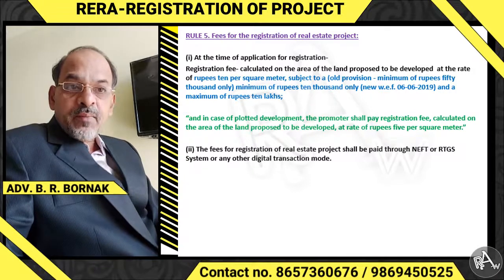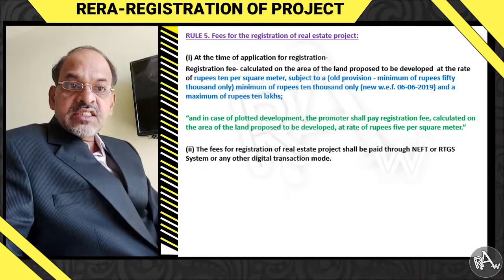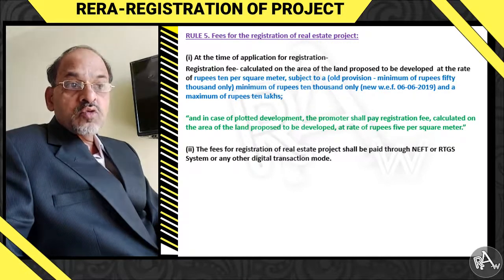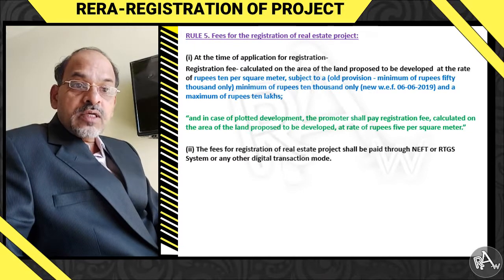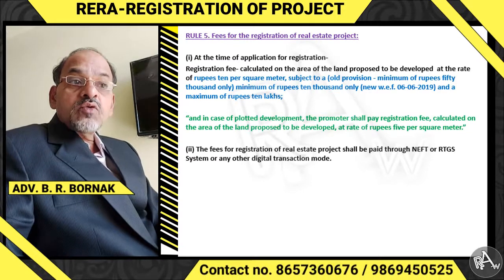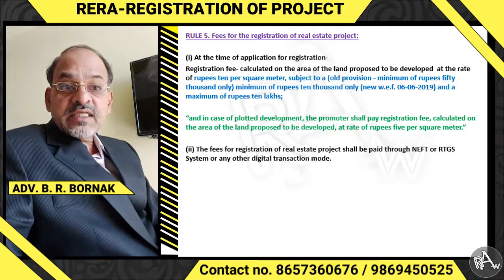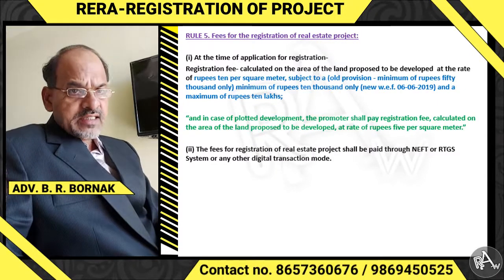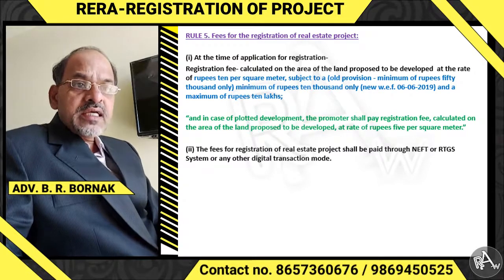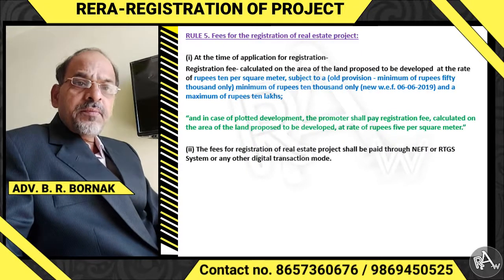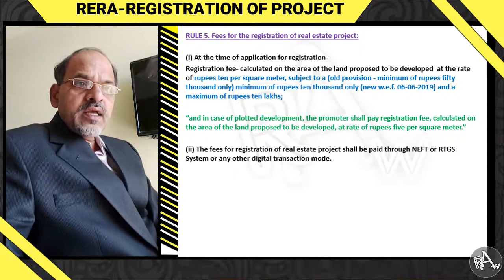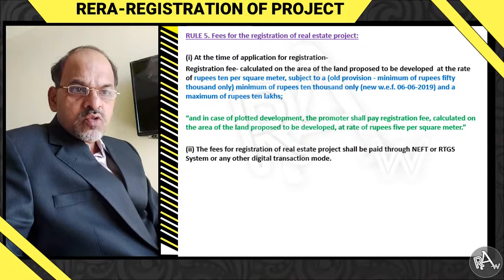At the time of application for registration, fees are calculated on the area of the land proposed to be developed at the rate of rupees 10 per square meter, subject to a minimum of rupees 10,000 only and a maximum of rupees 10 lakhs. See, these are the latest amendments. Earlier, the minimum amount was rupees 50,000 only. That minimum is now reduced to 10,000.